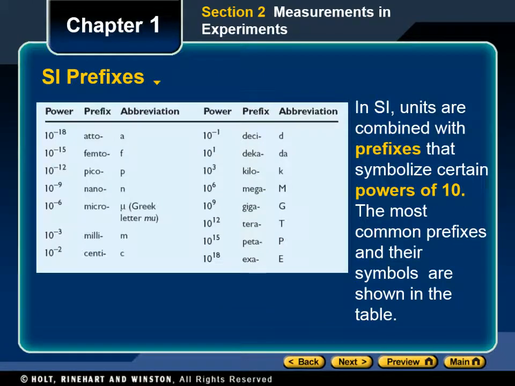The most common prefixes and their symbols are shown in Figure 2-4 on page 12 of your text or on the screen now. For example, the length of a housefly is 5 times 10 to the negative 3rd meters, which is equivalent to 5 millimeters, represented mm. And the distance of a satellite, 8.25 times 10 to the 5th meters from Earth's surface, can be expressed as 825 kilometers, represented as km. A year, which is about 3.2 times 10 to the 7th seconds, can also be expressed as 32 megaseconds, represented with a capital M lowercase s.